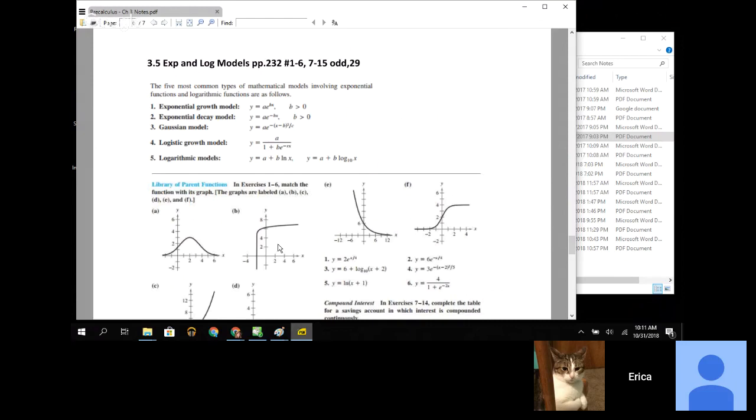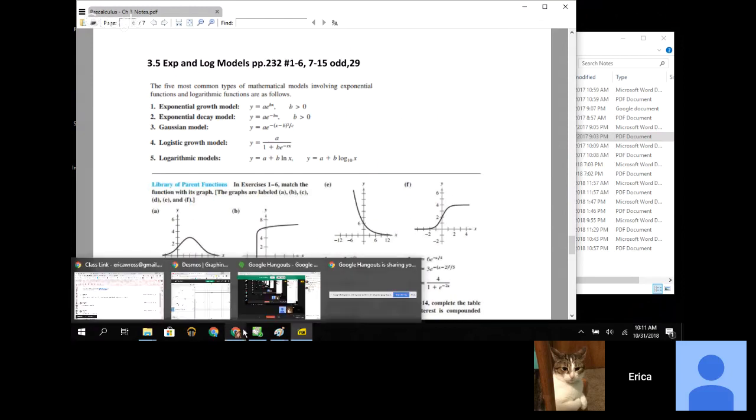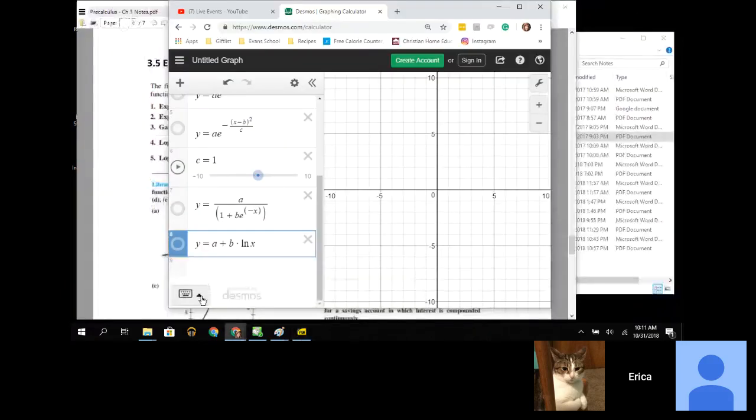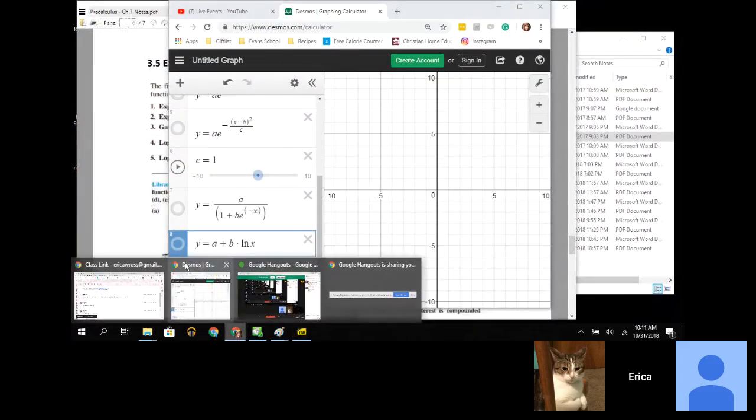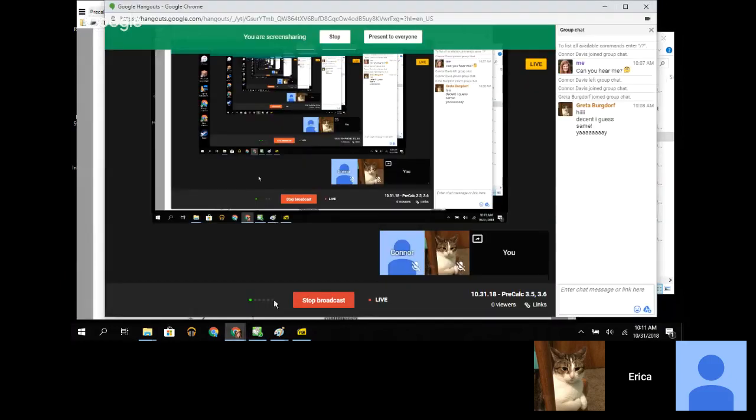So basically, 3.5 is using exponential and logarithmic models, and 3.6 is nonlinear models. So they're kind of the same thing. Basically, we're going to be talking about how do we use these exponential functions that we've been learning about to model different information. So the first thing that I want to do, which I have pre-set up on Desmos, is talk about, let me leave this up in case we need the chat.